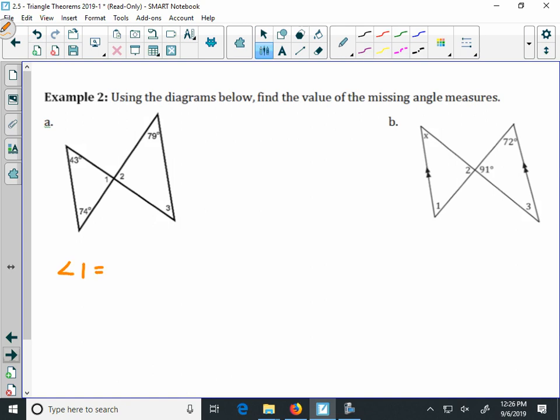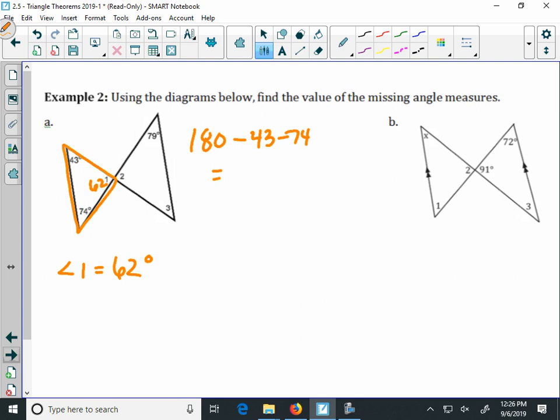Yeah. I notice we have a triangle right here. We know all the angles of a triangle add to 180. So we can do 180 minus 43 minus 74. And what do we get when we do 180 minus 43 minus 74? 62. So now I know angle 1 is 62 degrees.